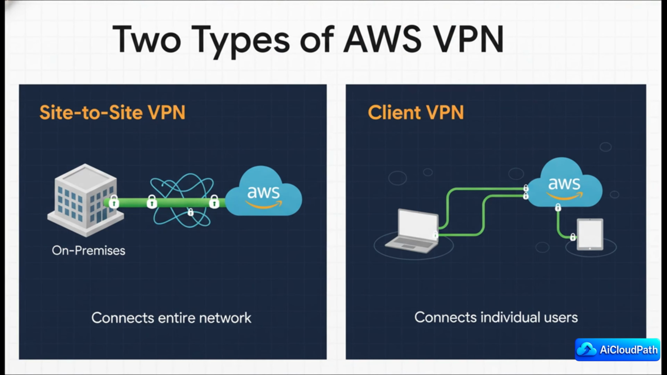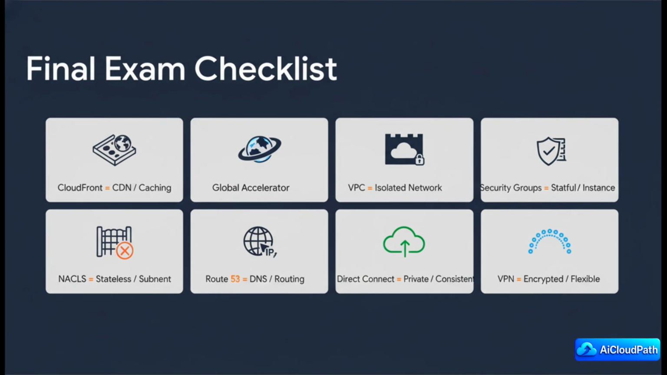And just a quick note on that VPN armored truck. There are two flavors. A site-to-site VPN connects an entire location, like your whole office, to AWS. A client VPN is just for individual users, like a remote employee who needs to securely connect their laptop from home.